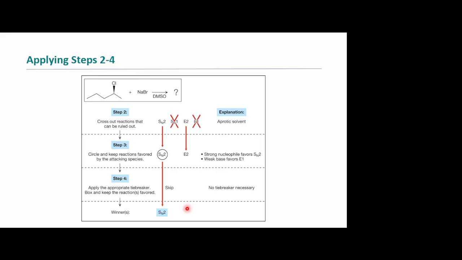All right, so let's apply steps 2 through 4 on this reaction here. Okay, we have this reaction. We have the chloride. That's going to be our leaving group, right? We have the bromide here. This is going to be our attacker. And we're in DMSO. Okay. So first off, what sort of solvent are we?